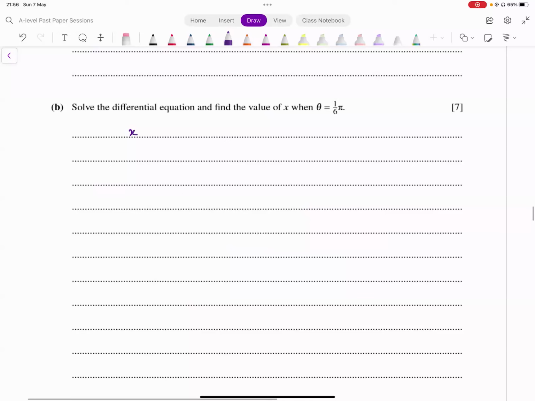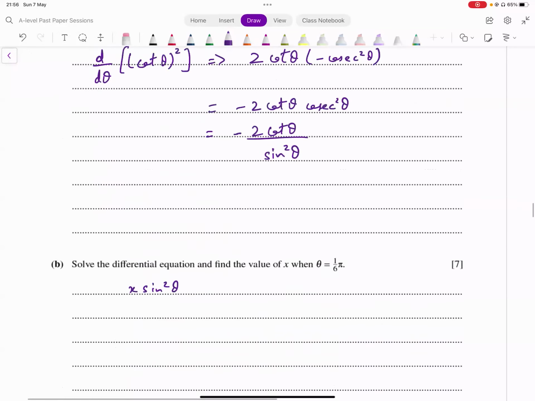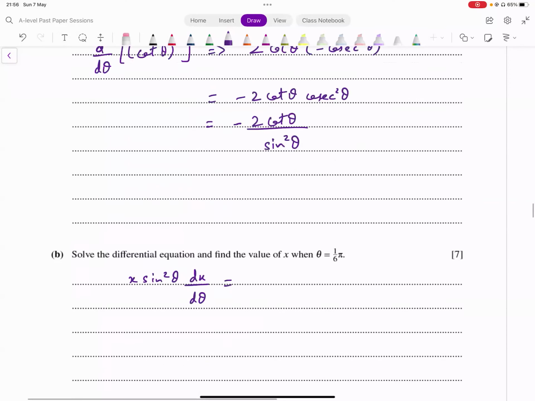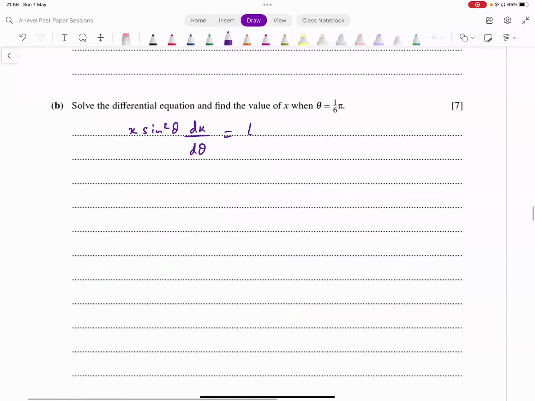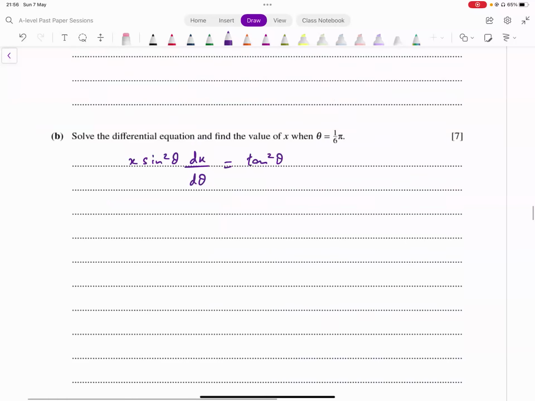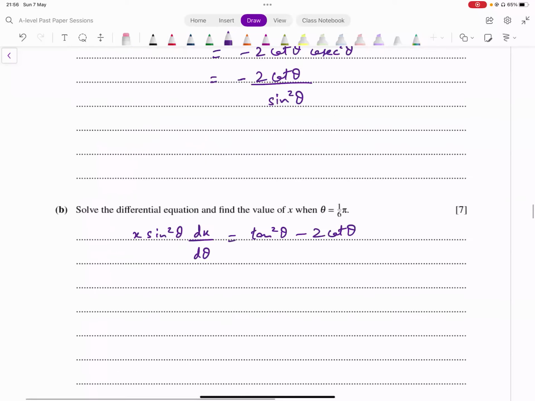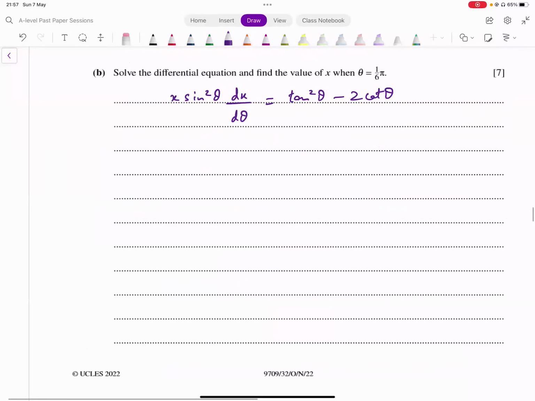So we have x sine square theta into dx over d theta, that is equal to tan square theta minus 2 cot theta. Okay, this is the equation that we have. We need to solve this differential equation and find the value of x when theta equals π/6. Okay, so how do we start with this?